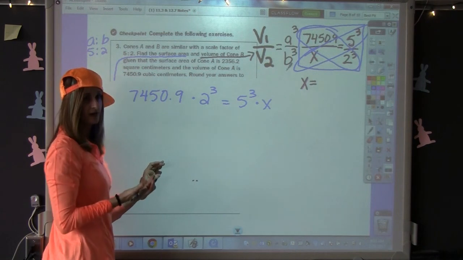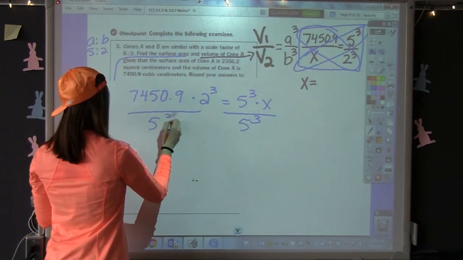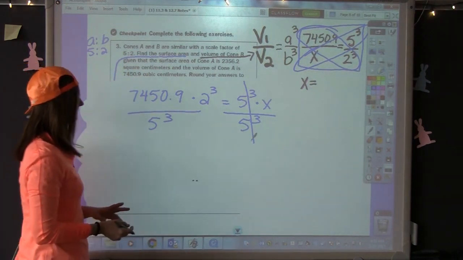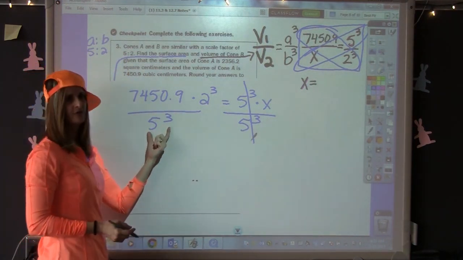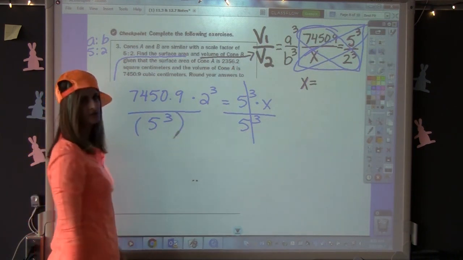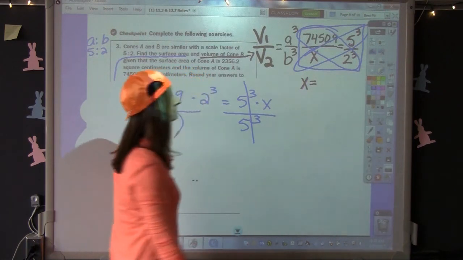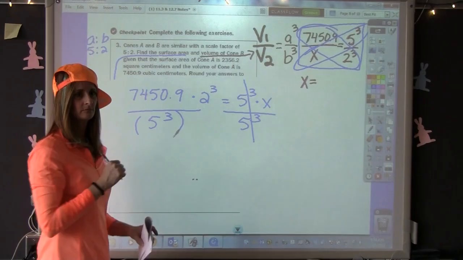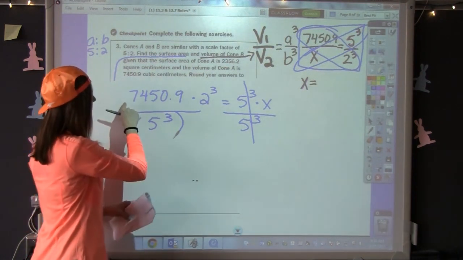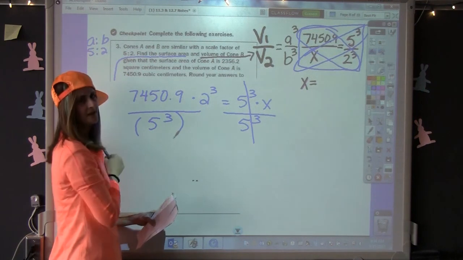So now we have to solve for x. You've got a calculator, so let your calculator do this for you. And just keep in mind, this is 125. Have you put it in the calculator? You might want to put parentheses around it. What do you get? What's your unknown volume? 7,450.9 times 2 cubed divided by 5 cubed.